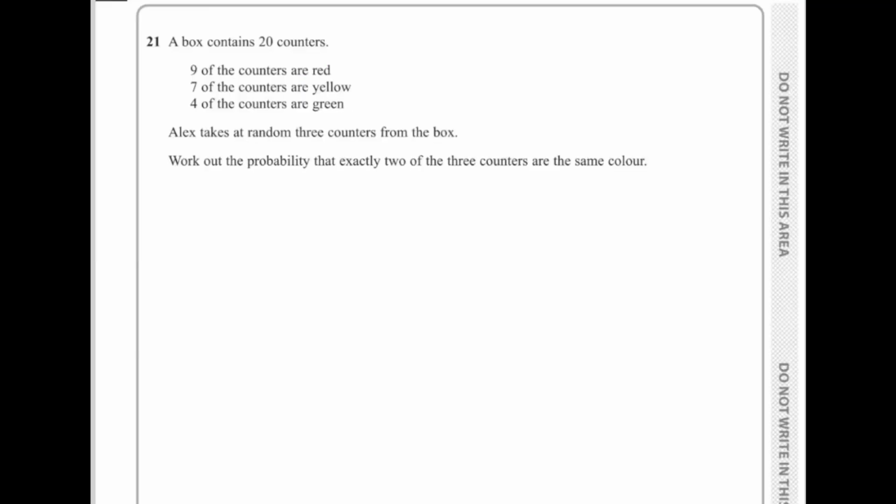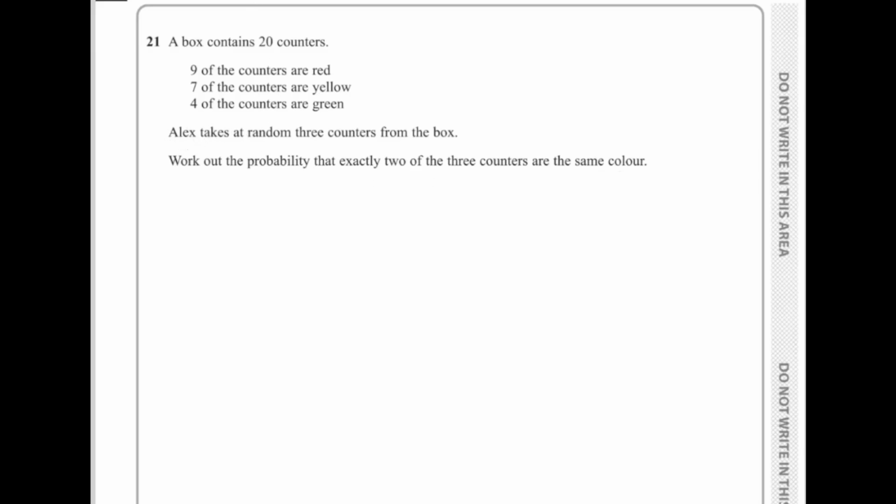Question 21, probability. A box contains 20 counters. 9 of the counters are red, 7 of the counters are yellow, 4 of the counters are green. Alex takes at random 3 counters from the box. Work out the probability that exactly 2 of the 3 counters are the same color. How do we do this question?